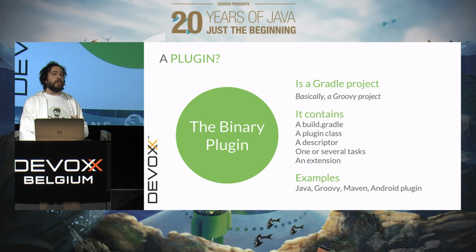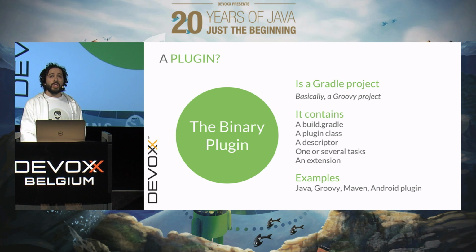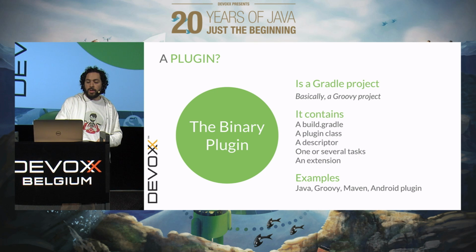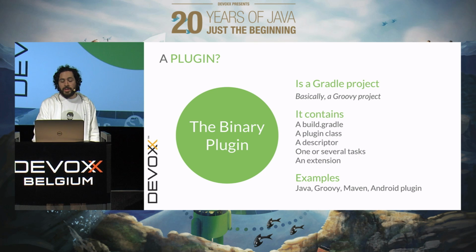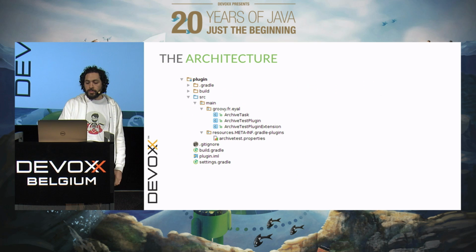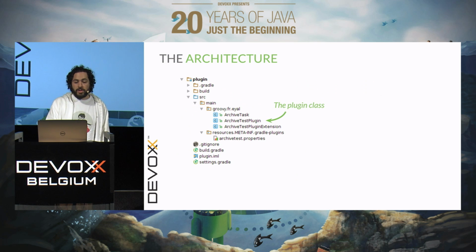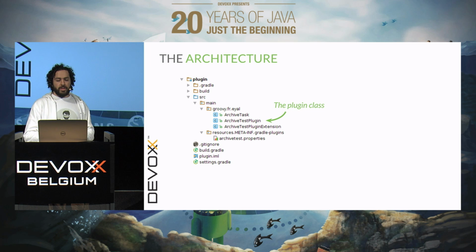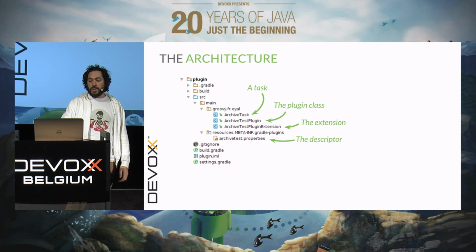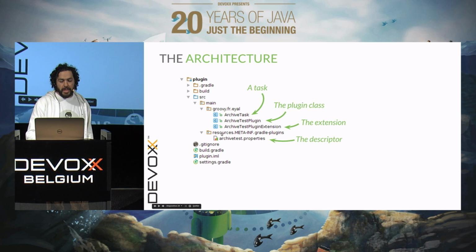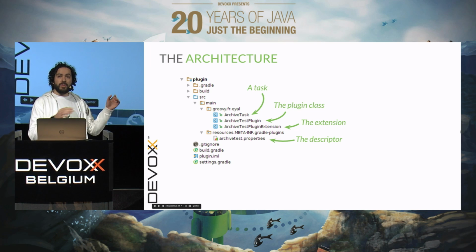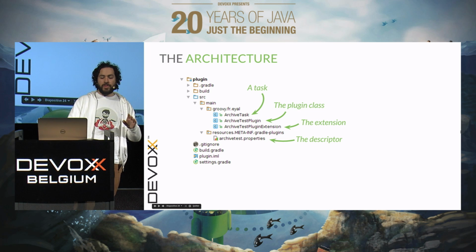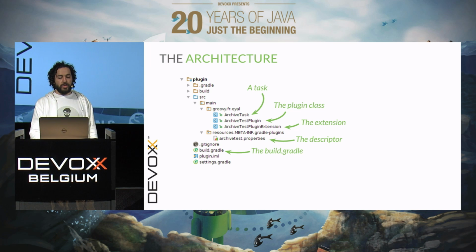For all of you that are already using Gradle as a build system, you maybe already use the Java, Groovy, Maven or Android plugin. So that's fine. This is the architecture of the project. That is really simple. You can see that we have this plugin class, the task class, the extension, and the descriptor. The descriptor is by convention in this folder. That's a weird architecture, but just follow it. That's very simple. And the build.gradle.